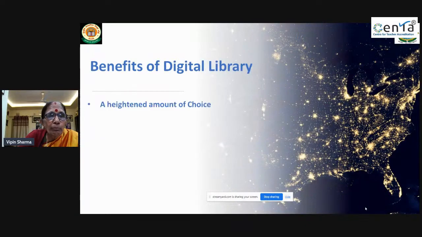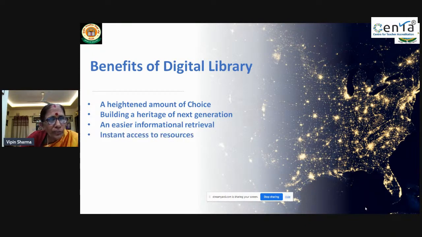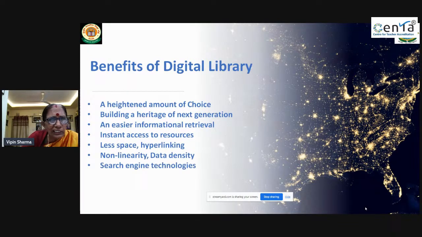Now, the benefits of a digital library I'm talking about: a heightened amount of choice, building a heritage for the next generation, easier information, instant access to resources, less space, hyperlinking. These are the benefits of this. And we are enjoying this. Really, it's very, very good because a digital library has its own benefit. Now, we'll talk digitally after the session again.